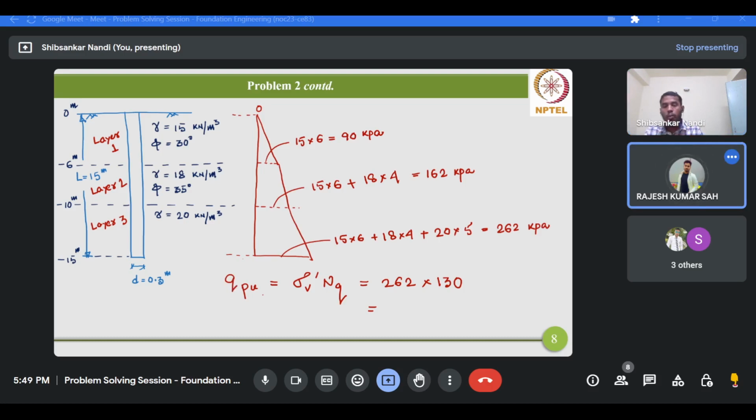Excuse me, sir. Unit load bearing resistance. Can you repeat this line once again? Which one?